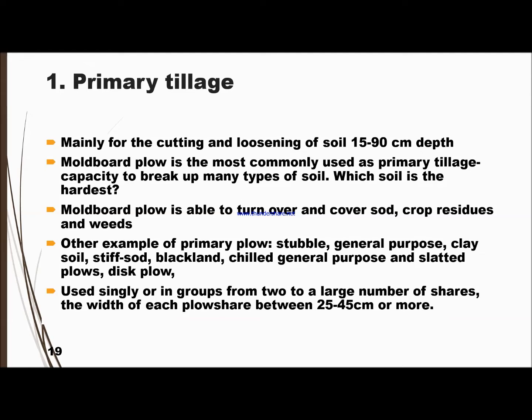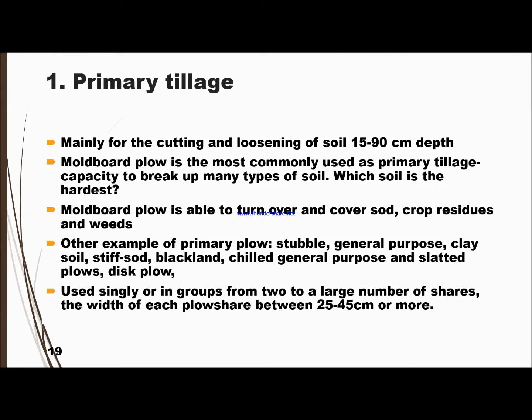Okay. So the primary tillage is mainly for cutting and loosening the soil at the topsoil layer, at most 90 centimeter depth. Moldboard plow is the most commonly used primary tillage tool to break soil. So what soil is that? Normally it's heavy soil, I would say clay. Moldboard plow is able to turn over and cover the sod, crop residue and weeds. So this is the primary tillage operation. We normally want to incorporate the big chunks of the soil first.